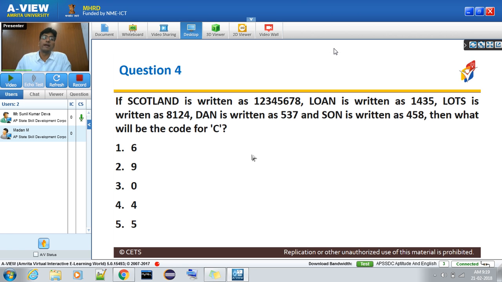Now Scotland is written as 1, 2, 3, 4, 5, 6, 7, 8. If I look at these numbers, do they have any relation to the letters there? No relation. So S, which is in the first position, here we got the numbers 1 to 8. Now look at L. L is written as 1, 4, 3, 5. Now how did it become 1? We don't know.